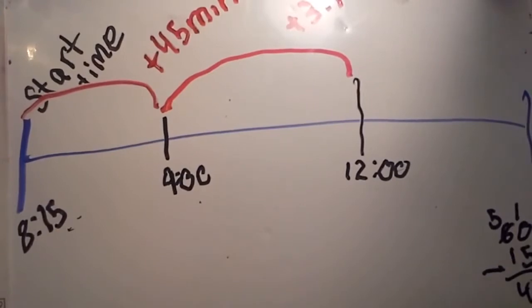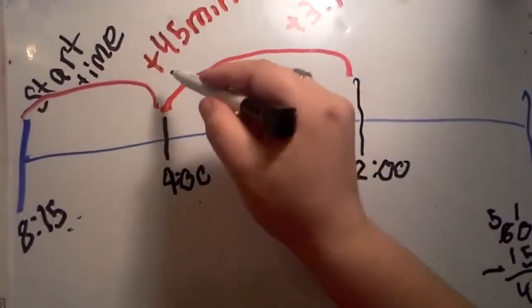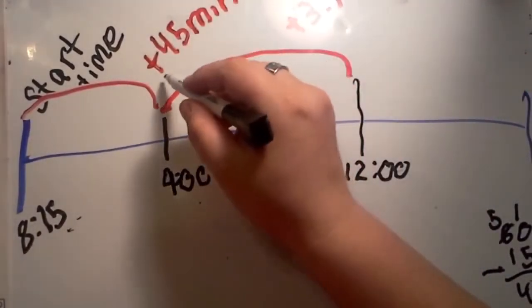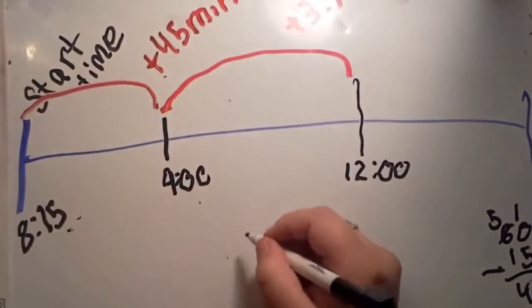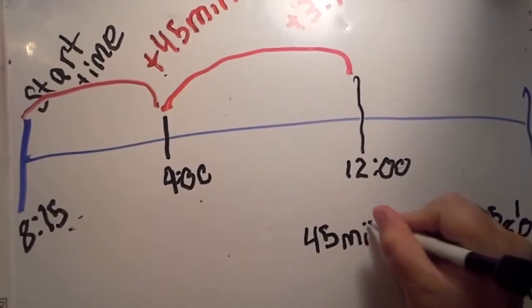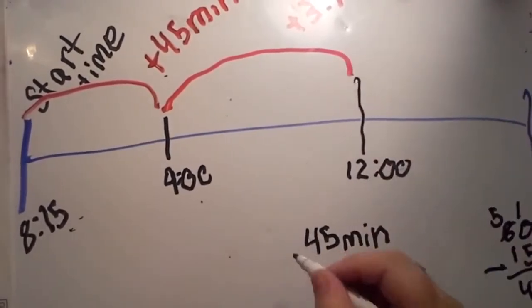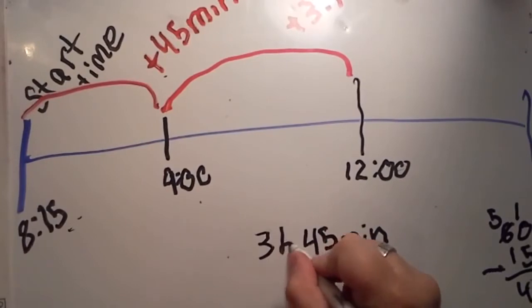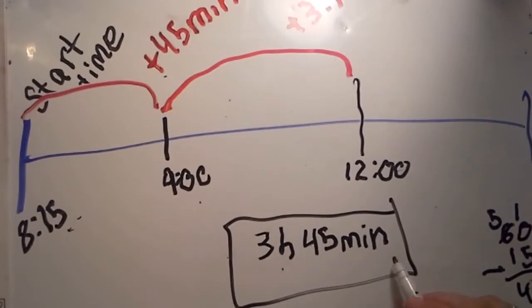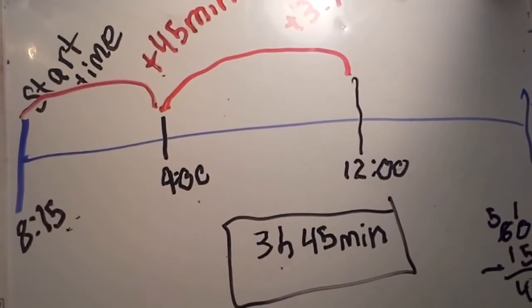Now, to figure out our answer, we would look at what we labeled our hops. So I see that I have added 45 minutes. And then I added 3 hours. So again, our answer is 3 hours and 45 minutes. That's how long Christian's game lasted. This is how you solve an elapsed time problem. Thank you.